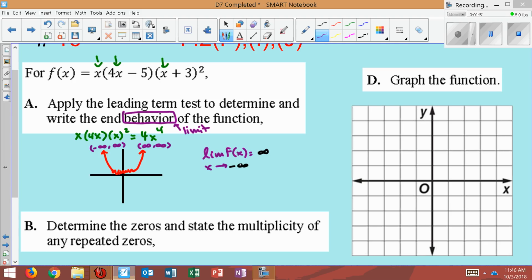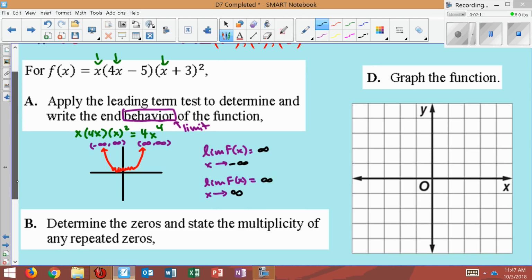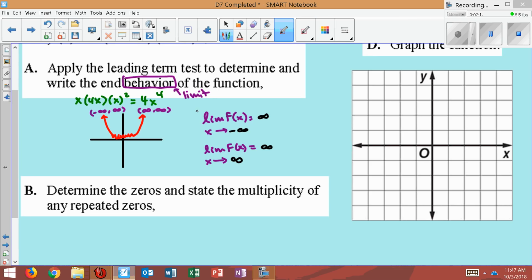So I would do this again. The limit of f of x, as x approaches positive infinity, going right, the y value goes up to positive infinity. This is the answer for part A here. And we got this from the leading term test, and the leading term is this value right there.